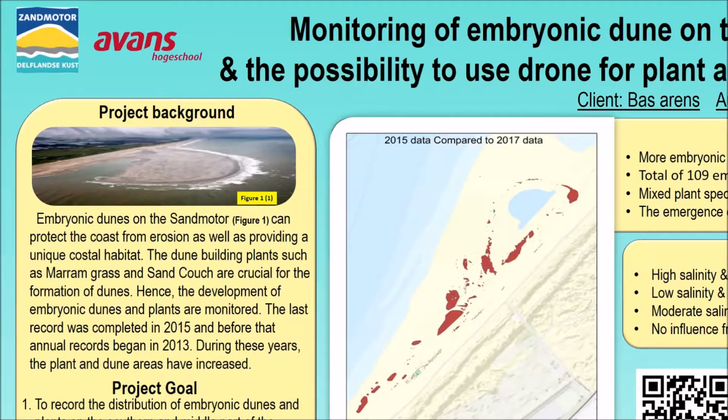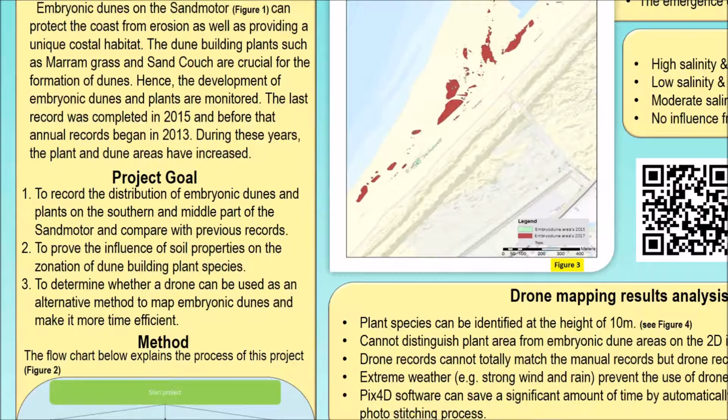Due to the increase in dune and plant areas, the manual GPS method is becoming time-consuming and difficult to execute in an economic manner. In order to maintain the speed and economic viability of the project, the possibility of using drones is being tested in this area. This is so it may be concluded whether or not the use of drones could replace the manual GPS recording methods. The goals of this project were as follows.